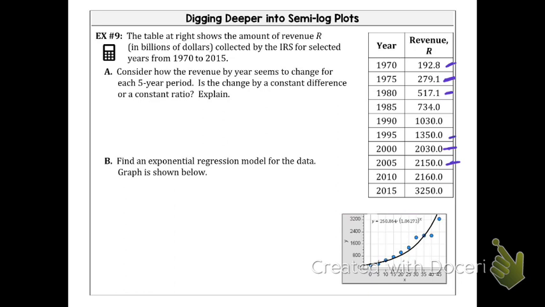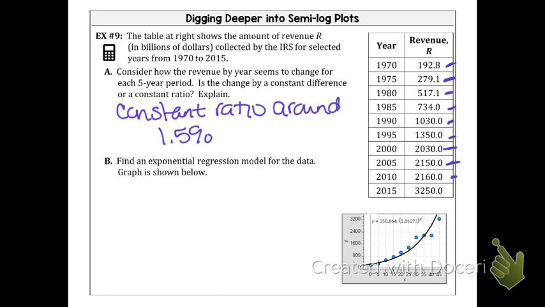But what you should see is most of these are kind of close. Okay, so some of them are like 1.4, some of them are 1.6s, some are 1.5 somethings. And so the ratio is a lot closer than the difference. So it's going to be a constant ratio. And I just picked around, kind of in the middle there, around 1.5. Okay, I had some bigger, I had some smaller, just kind of in the middle there.